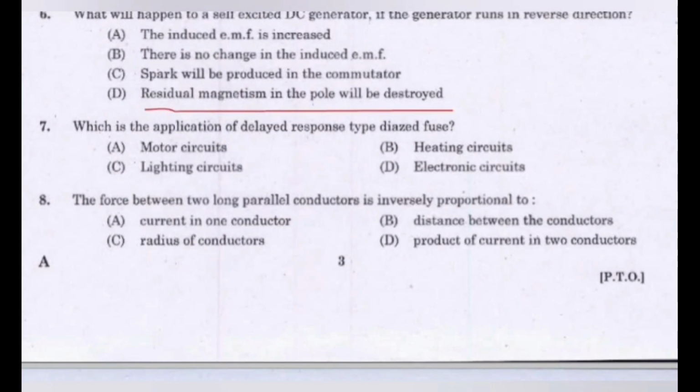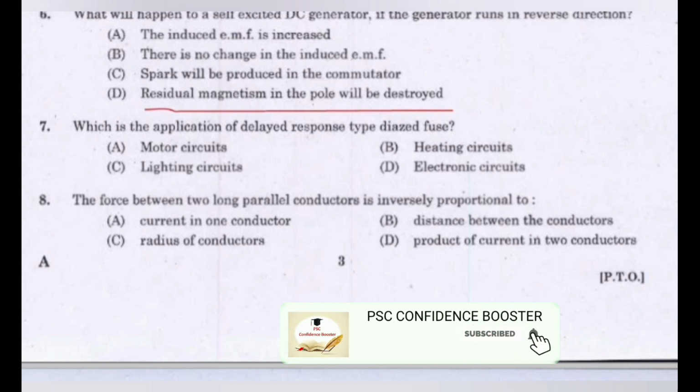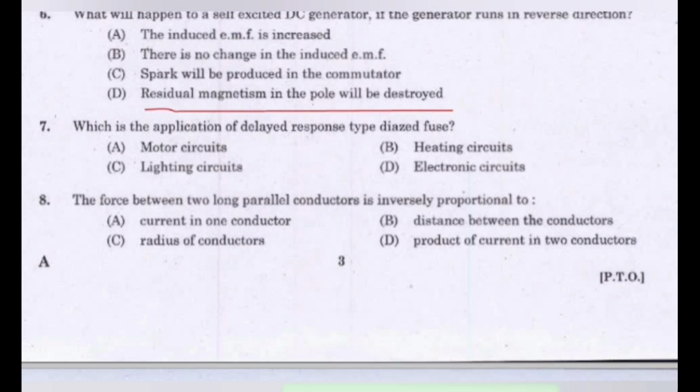Question number 7. Which is the application of delayed response type diazed fuse? Option A, motor circuits. Option B, heating circuits. Option C, lighting circuits. Option D, electronic circuits. Answer is option A, motor circuits.